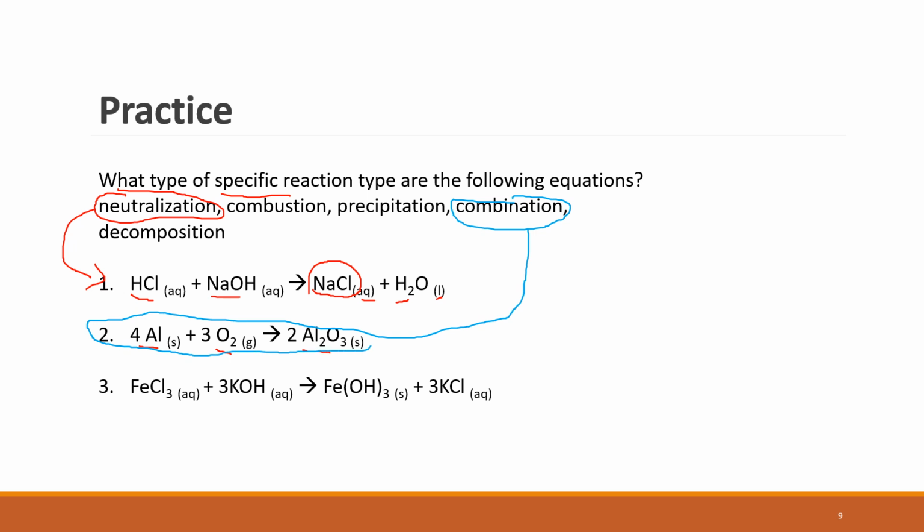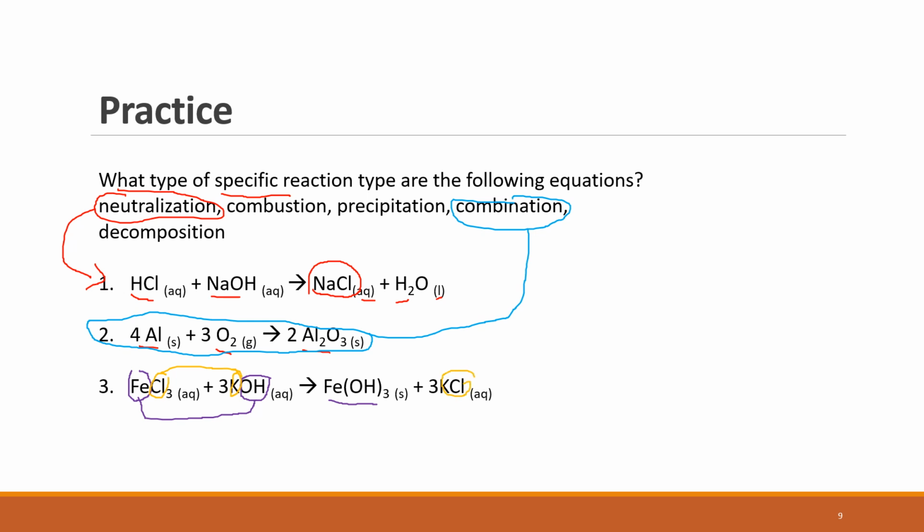Now let's look at number 3. Number 3, we have iron 3 chloride, if we're naming it correctly, with potassium hydroxide. So it looks like we have two compounds forming two new compounds for the products. So with that, we know it's a double displacement, but they asked for specific. So what type of specific reaction is it? Well, since it's double displacement, we know that the outer two elements, or polyatomics in this case, are going to combine. So we have iron combining with the polyatomic hydroxide to form iron 3 hydroxide on the product side. And then we have the inner two, potassium and chlorine, combining to form potassium chloride.